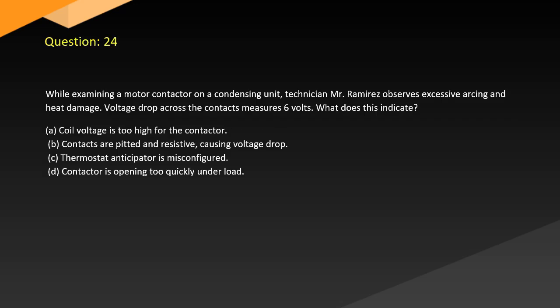Question 24. While examining a motor contactor on a condensing unit, technician Mr. Ramirez observes excessive arcing and heat damage. Voltage drop across the contacts measures 6 volts. What does this indicate? A. Coil voltage is too high for the contactor. B. Contacts are pitted and resistive, causing voltage drop. C. Thermostat anticipator is misconfigured. D. Contactor is opening too quickly under load.